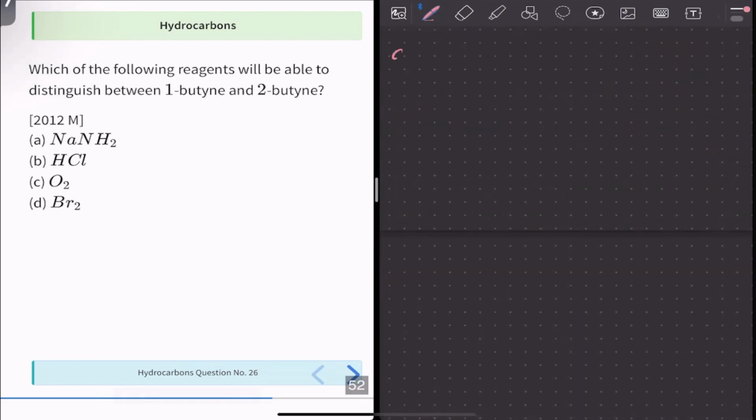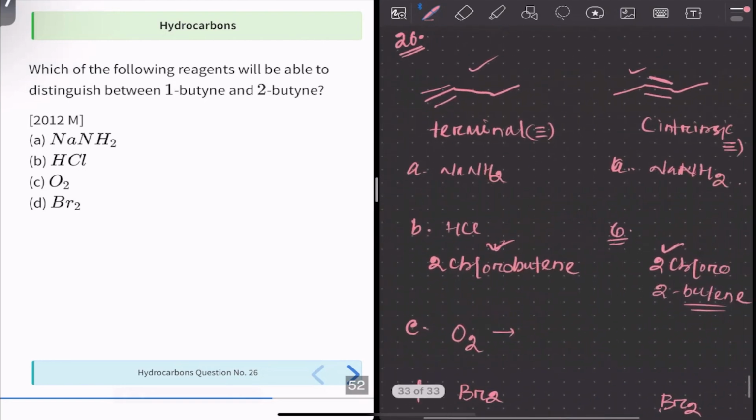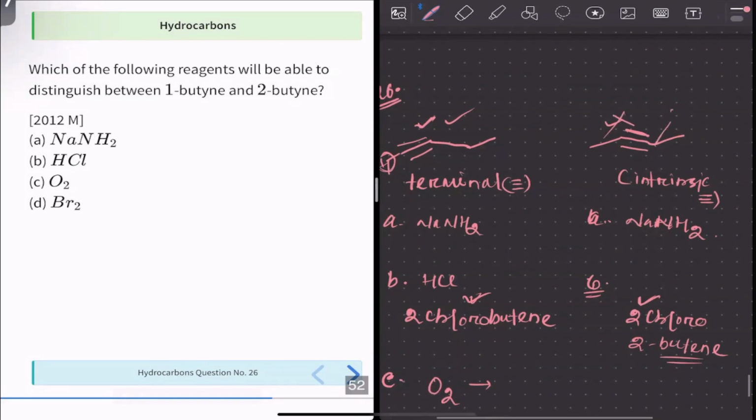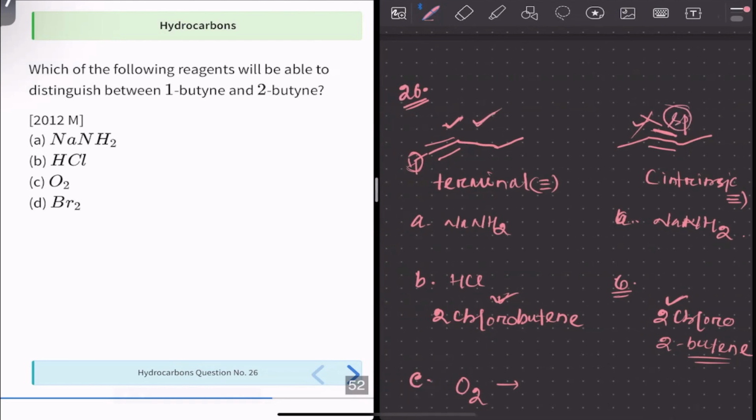So let's see option A, that is NaNH2. What will be the product with NaNH2? Look at this compound. This compound has one acidic hydrogen here. But this compound has no acidic hydrogen attached to the sp hybridized carbon. So if we react the first compound with NaNH2, it will form a sodium salt, because there will be an acid and base reaction, that is a neutralization reaction.